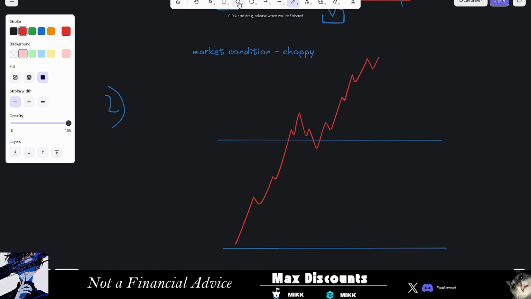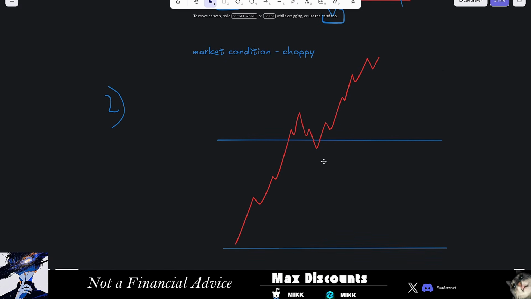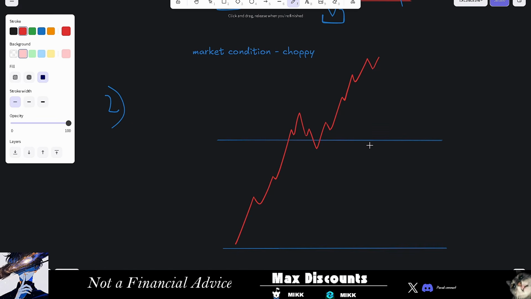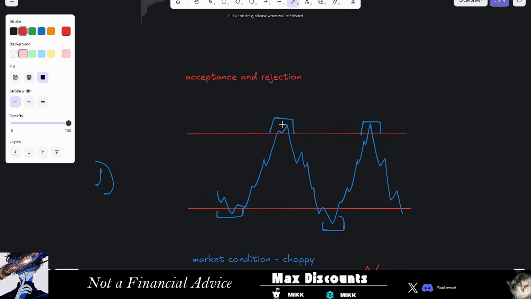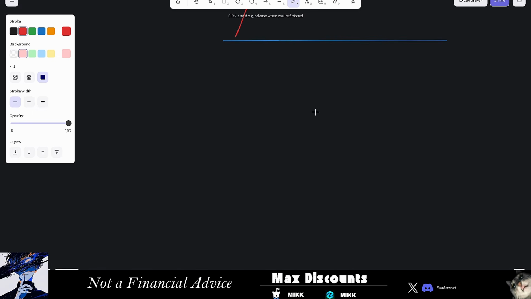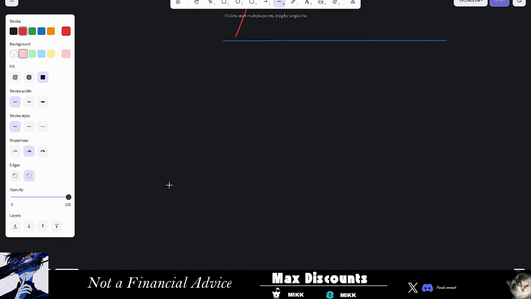this was today's condition? How will you trade? If your answer is I will short here at the value area high, then you're doing it wrong. And that's where these concepts come in: acceptance and rejection. Now, what is acceptance and rejection?